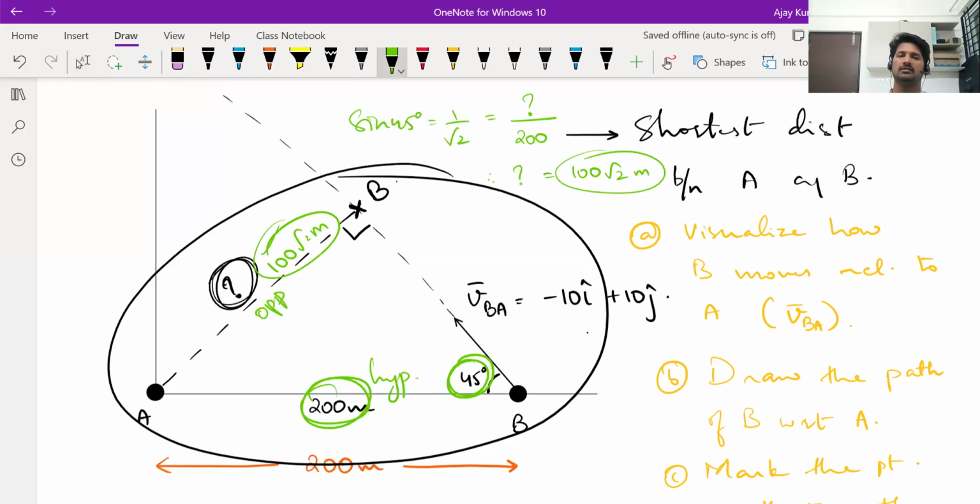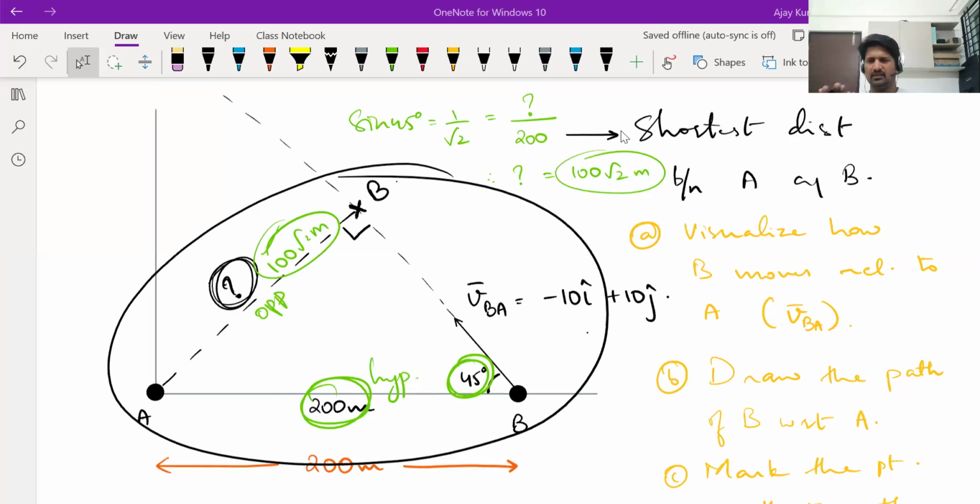That's the shortest distance between A and B. Okay, so listen, I'll summarize this. The question was to find out the shortest distance between two objects, and you were given how they are moving. You were given their actual velocities. You were asked to find out what is the nearest distance between them.